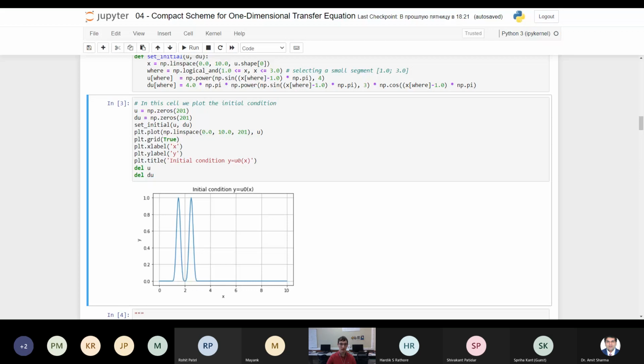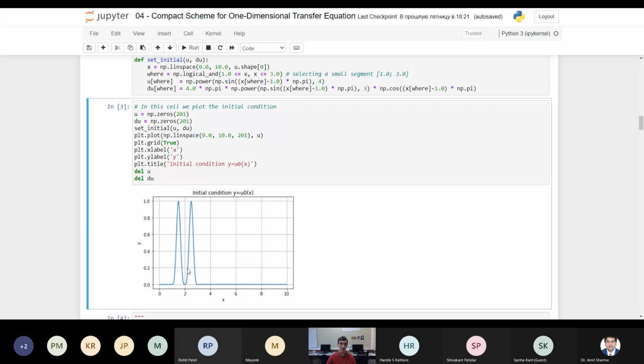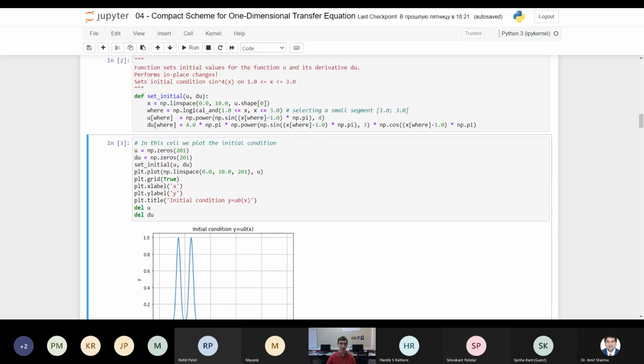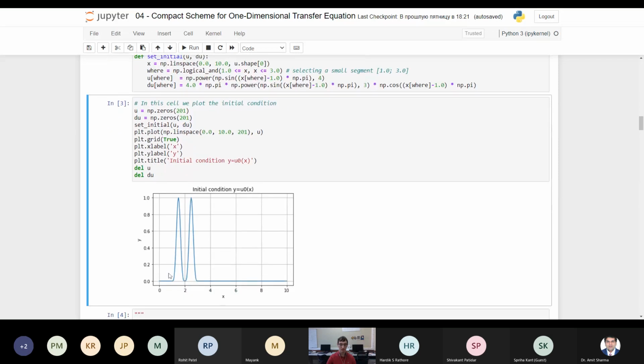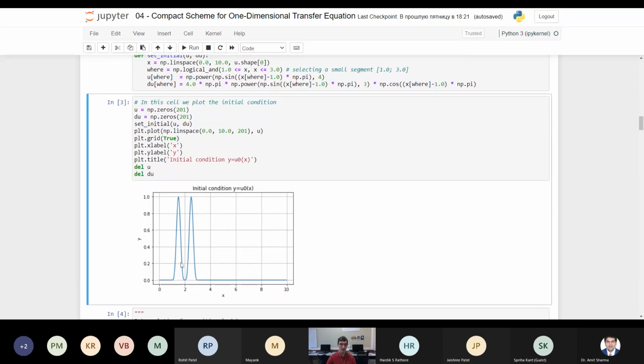It is very important that this function should be smooth if we want to check the accuracy and convergence order of our scheme, because on a discontinuous solution, we will probably obtain a first order scheme. So this function allows us to set the initial condition of any form that we like. And here we have a smooth function, the fourth power of sinus.